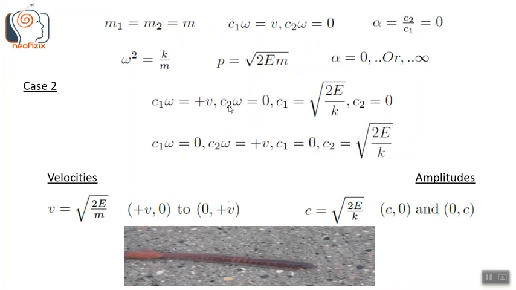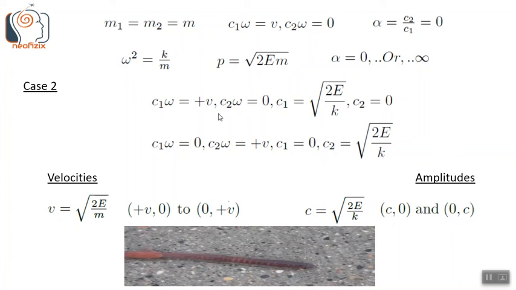Basically this implies C1 becomes 0 and C2 omega becomes V. That is, when alpha is infinity, this C1 becomes 0. The first mass comes to rest, only C2, the second mass, is moving. So alpha equals C2 by C1 becomes infinity. In the non-normal mode solution, alpha has two possibilities and it keeps switching between the two values.